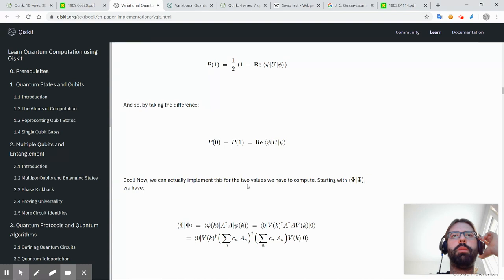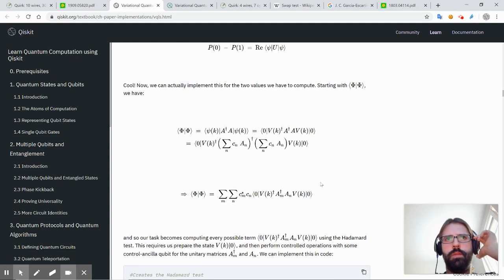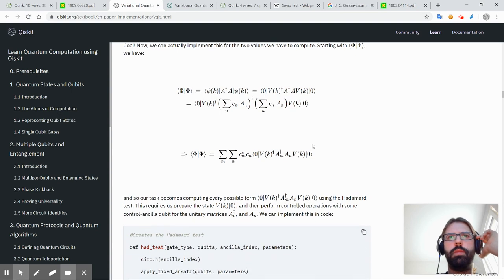Because we can implement this for the two values I have to compute. So here are the coefficients. These are the coefficients of A. Where are A_m and A_n coming from? For every possible term using the Hadamard test, you prepare the first state, and then perform the control operations with some control circuit for the gates A_m and A_n. We can implement these in code.